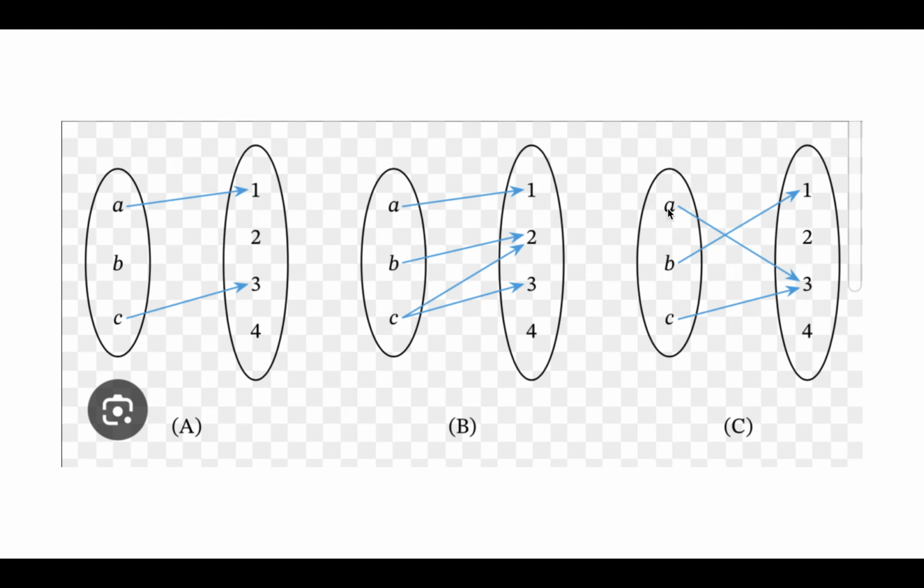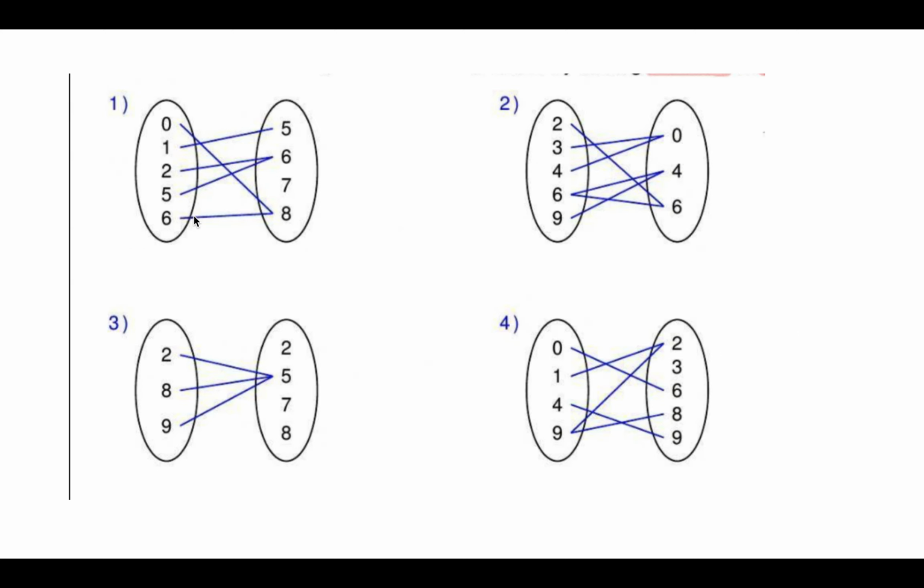A has an image 3 and b has an image 1 and c has an image 3. Every element in the first set has an image. It follows the first condition. Next we'll check every element has only one image in the next set. So a only has 1, b only has 1 and c only has 1. Therefore it's a function, but it is also a relation. The first two are only relations, they are not functions. We'll see other examples.